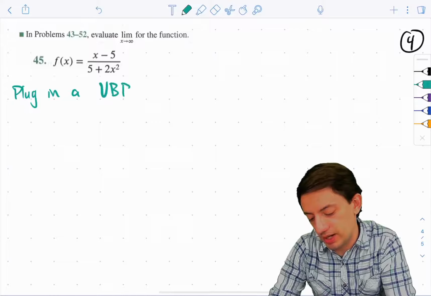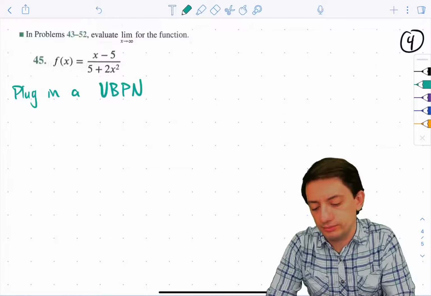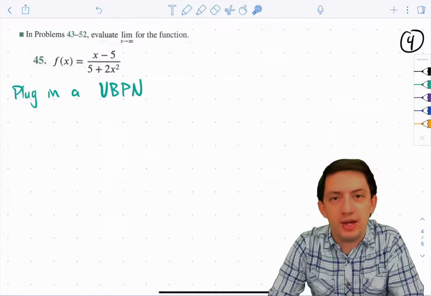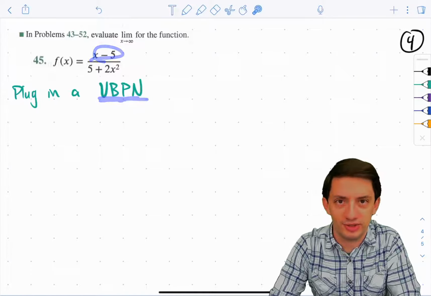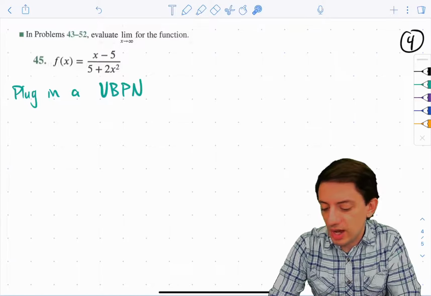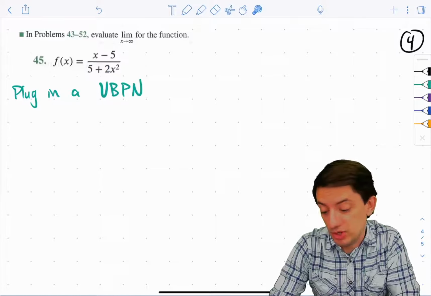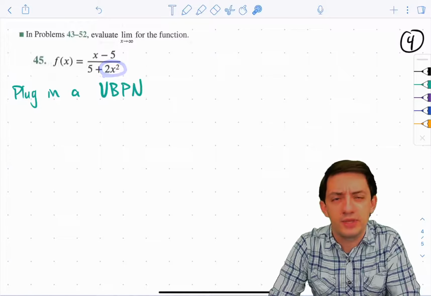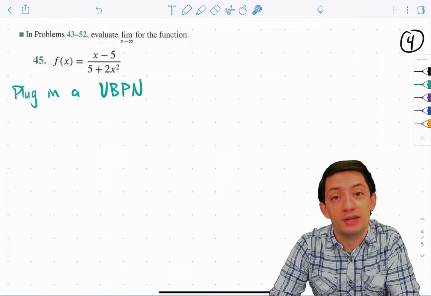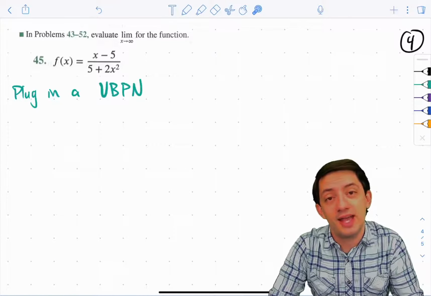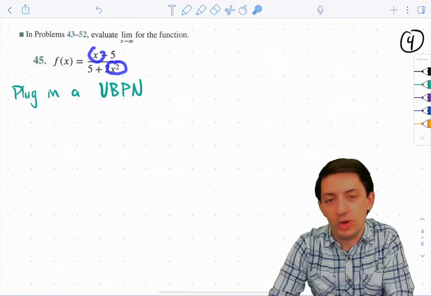Very big positive number. What happens when we plug in a very big positive number? Well, the numerator is that very big positive number minus 5. If this is something really, really big, then subtracting 5 doesn't really change it that much. The denominator is 5 plus 2 times x squared, and 5 is not going to matter when you're talking about really big numbers. What you want to realize here is that the x squared is the biggest power of x. When you're looking at really big x values, the x squared is going to be way bigger than the x to the 1.